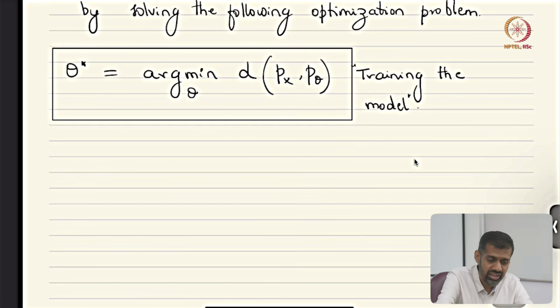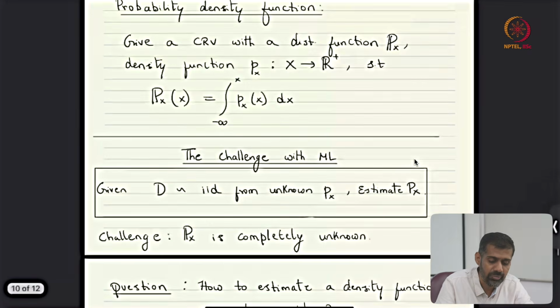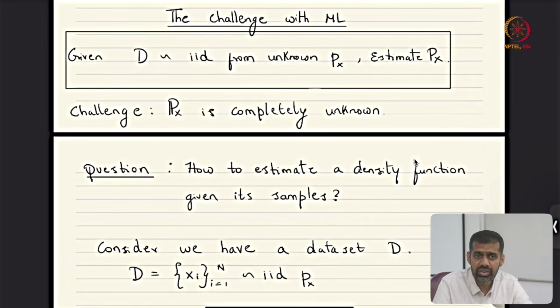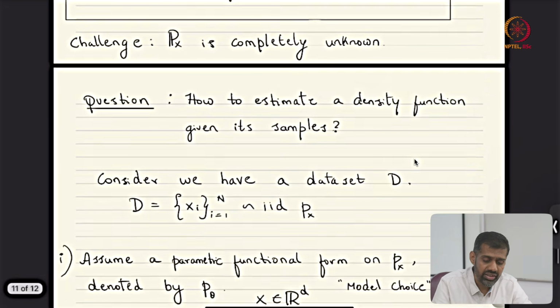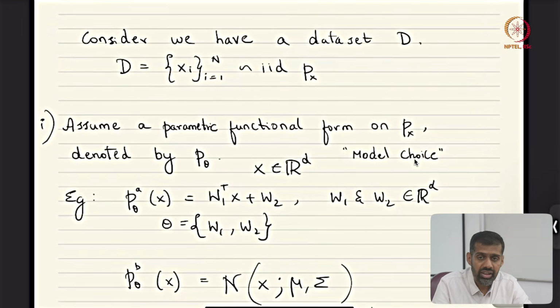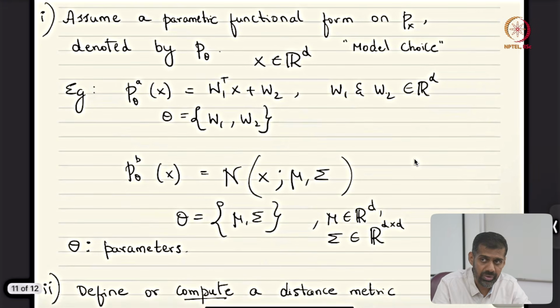So just recalling, we formally today defined what the problem of machine learning is. The problem of machine learning is that we are given a few samples that are drawn IID from an unknown underlying distribution, and we want to estimate either the distribution or some surrogates of it. That's the entire problem, and the challenge with the problem is that you don't know the underlying distribution. So the general recipe is that you start by assuming that the underlying distribution has a parametric form, and define and compute a distance metric between the true distribution and the model distribution or the parametric functional form and solve an optimization problem.